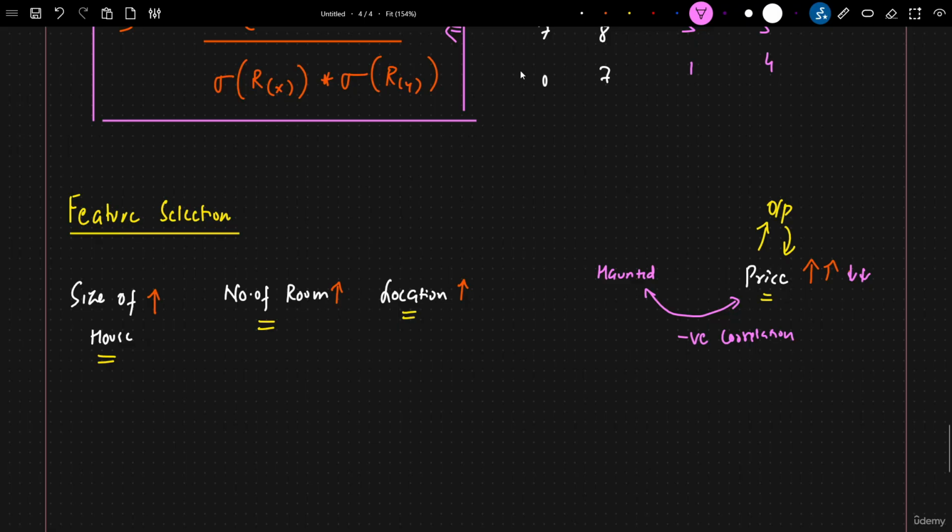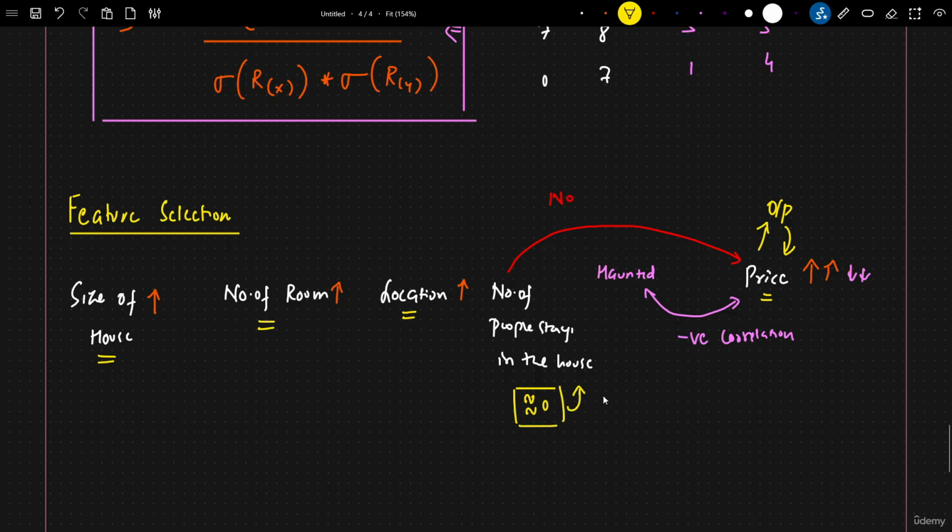Now let me say that there is one more feature, which is the number of people staying in the house. Do you think this feature will be directly proportional to the price? The answer is no. Why? Because in one house, any number of people will probably be staying, right? So this feature and the price are not at all correlated. If I try to find out the correlation between this and this, it will be approximately equal to 0, right? Why? Because this is not an important feature. How can the number of people staying in the house become a very important feature?